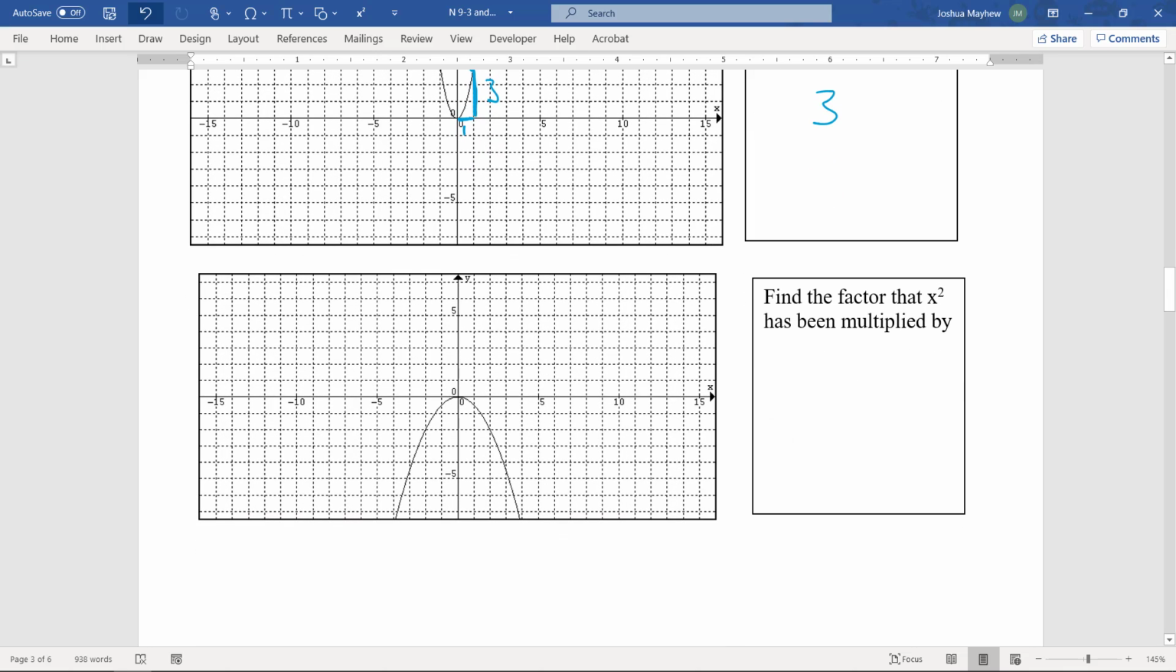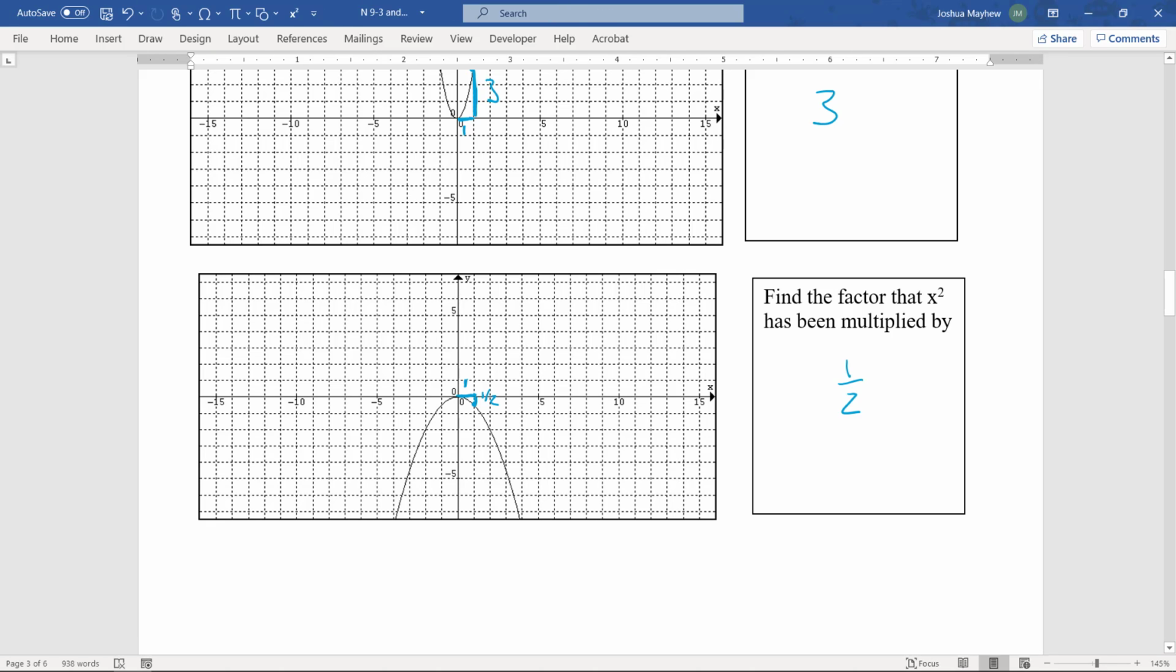All right, last one. Again, we're going to look at 1 x squared, and then we're going to look at this one. So we're going to look at that point right there. So it's not 1, it's half the distance. So this one's been multiplied by a factor of 1/2. Where it's been compressed half the distance from the x-axis. Okay, so hope that makes sense.